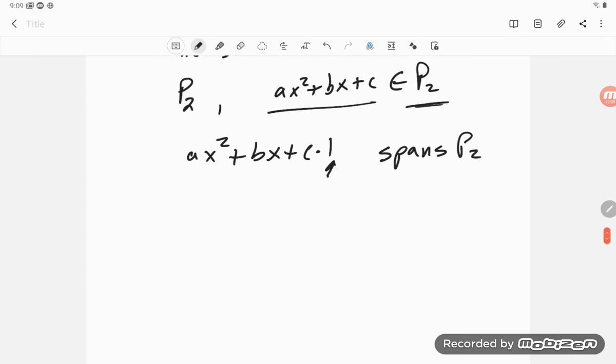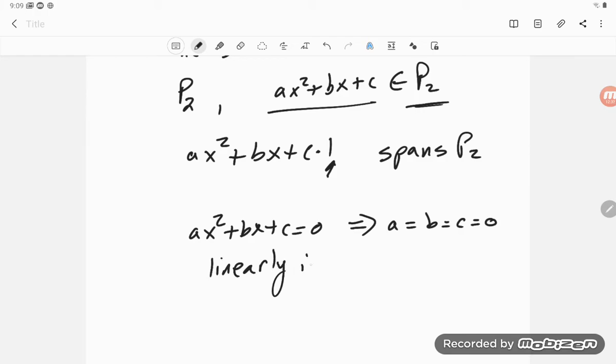And then linearly independent: can I write any of these, x squared or 1, as a linear combination of the others? And no, I cannot, right? If I have ax squared plus bx plus c is equal to 0, that implies that a equals b equals c equals 0. So linearly independent.